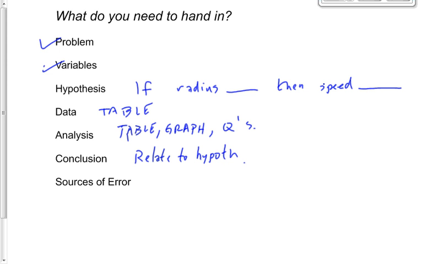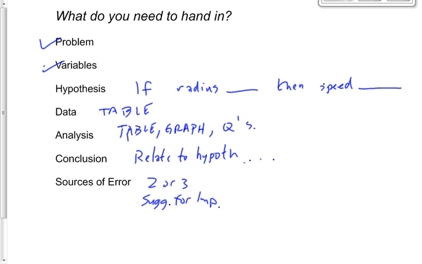Technically, what you're supposed to do here in the conclusion is restate the hypothesis, and then say whether it was proven or not. And then, of course, your sources of error. You want to have two or three good sources of error with suggestions for improvement along with that.